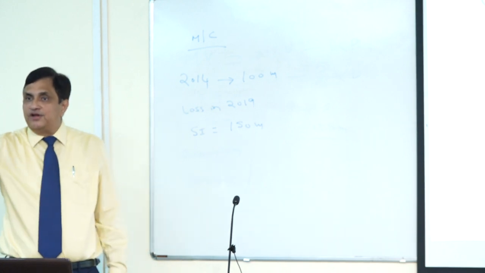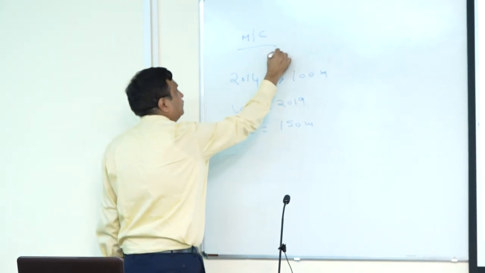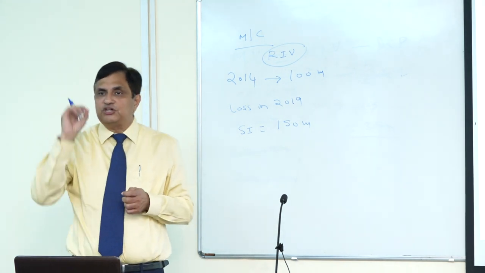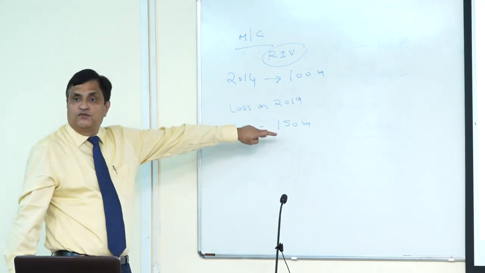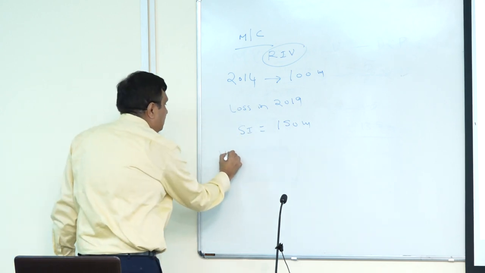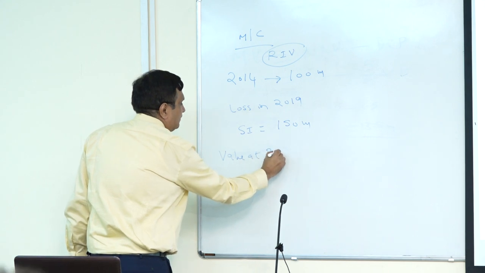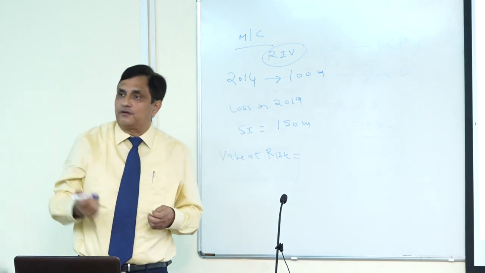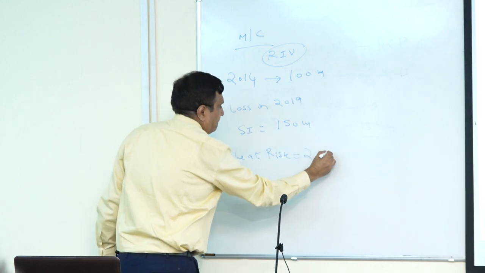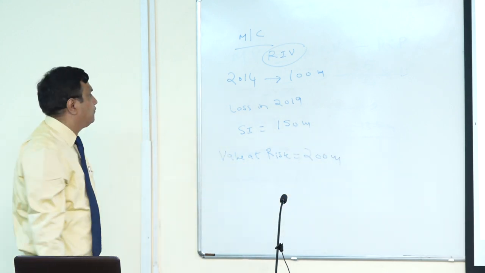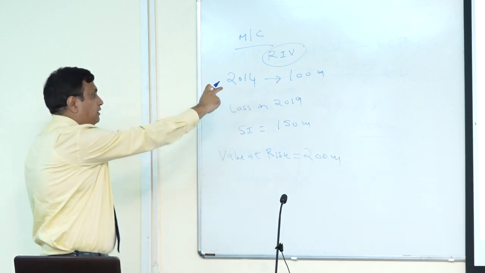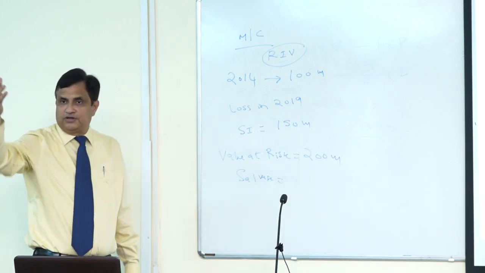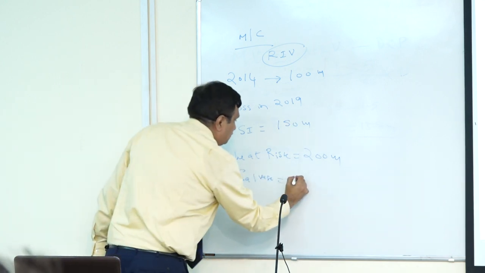The value at risk, this is basically on an RIV basis. Reinstated value clause is attached. It's a reinstated value basis. The sum insured they have taken is 150 million. The value at risk on the date of loss, that means what the value is on the date of loss, what it should have been insured for, is say 200 million. Now the salvage, that means whatever is left after the claim, was say 2 million.